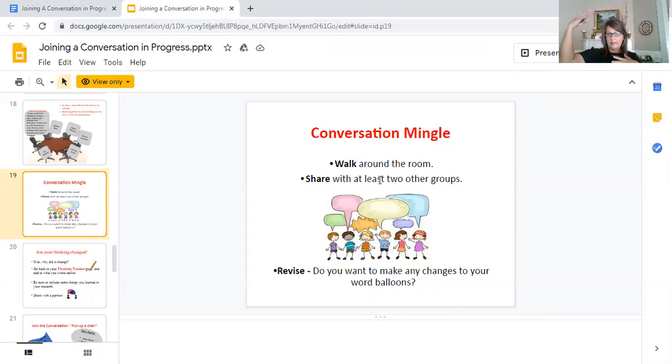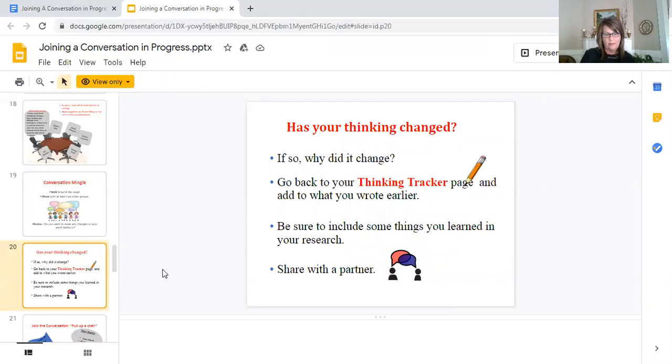The big overview, the big idea should be the same, right? And some of the details. And so then as students do this, they may want to add some things to their own word balloons. Then after the conversation mingle, you'll sit down, and each person individually, you go back to your thinking tracker page where you put your initial thoughts about civilian use of drones.